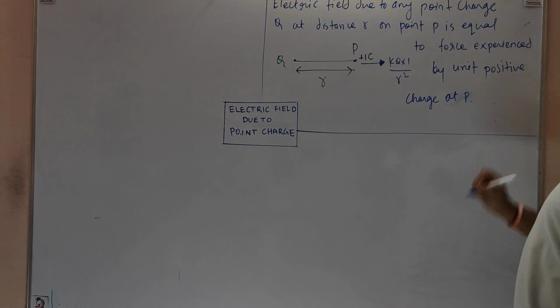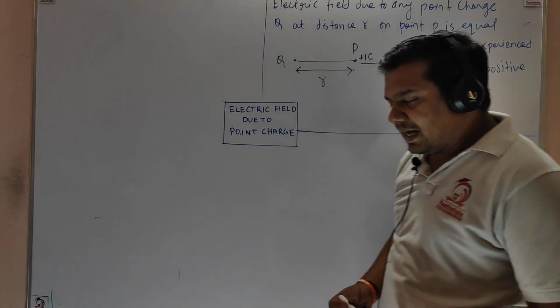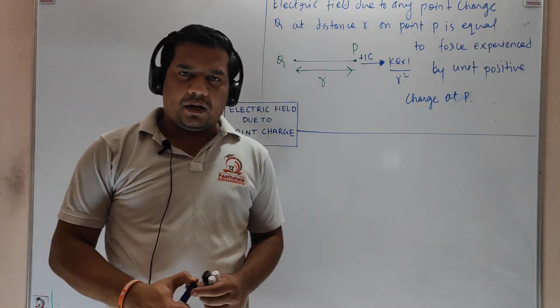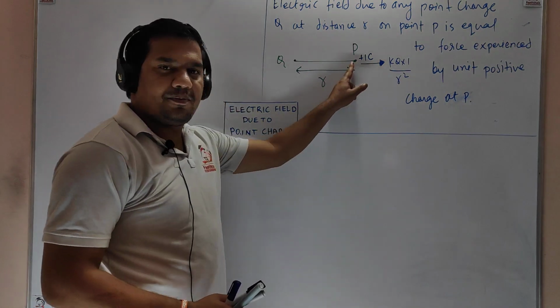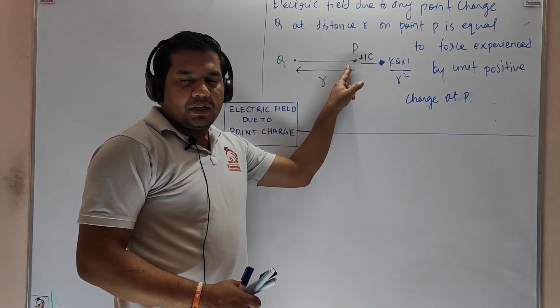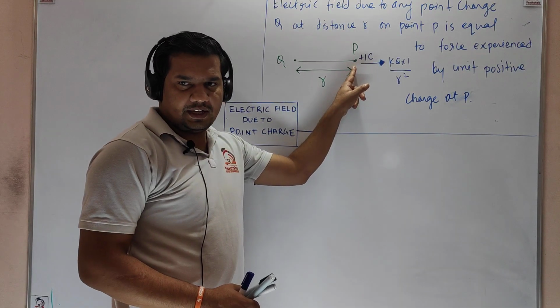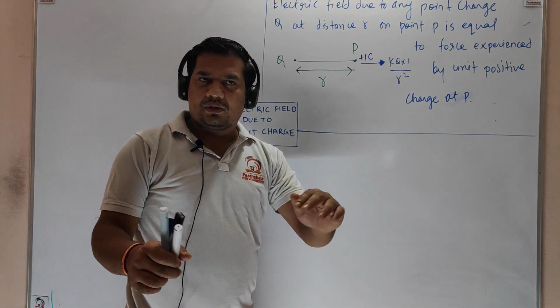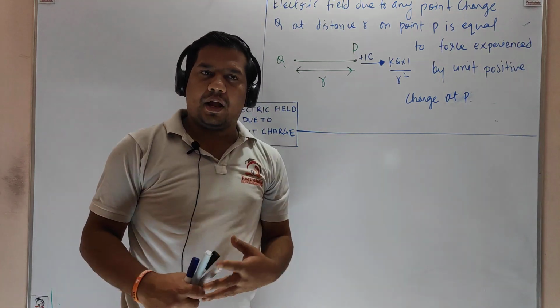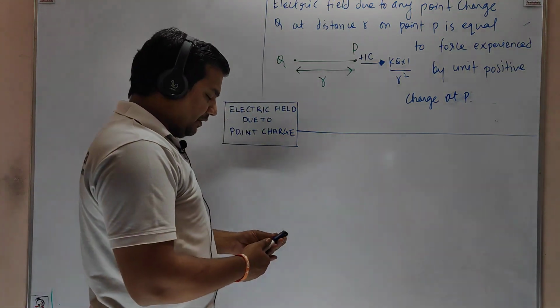At P. Okay, so what is electric field? You can say if you want to find electric field at point P due to a point charge, then electric field at point P is equal to the force on unit positive charge. Simple.